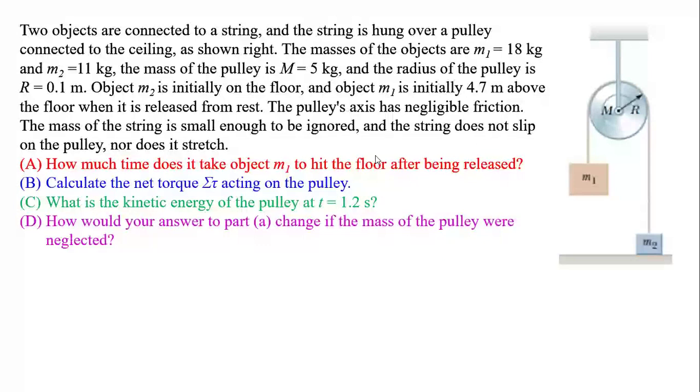In this particular video, we have a system of two blocks, M1 on the left and M2 on the right, wrapped around a pulley which has a mass of 5 kilograms and a radius of 0.1 meters. If you need to, pause and read. All right, let's go and crack it out.